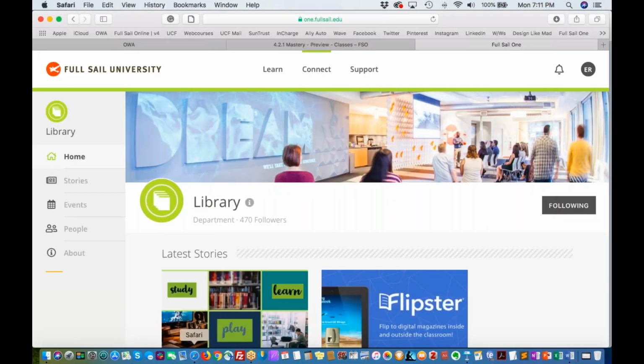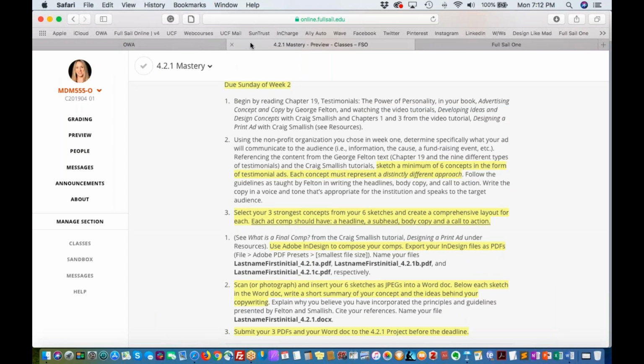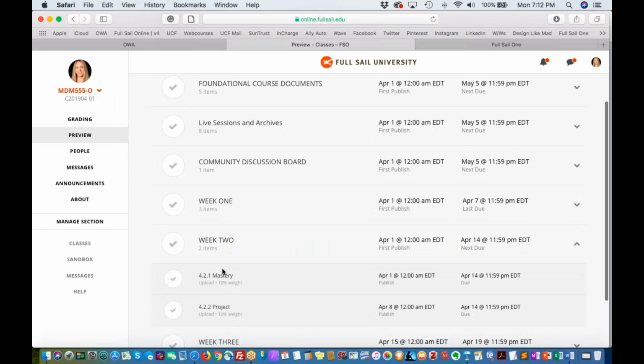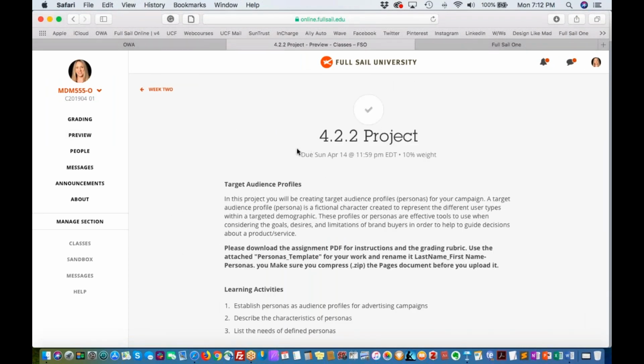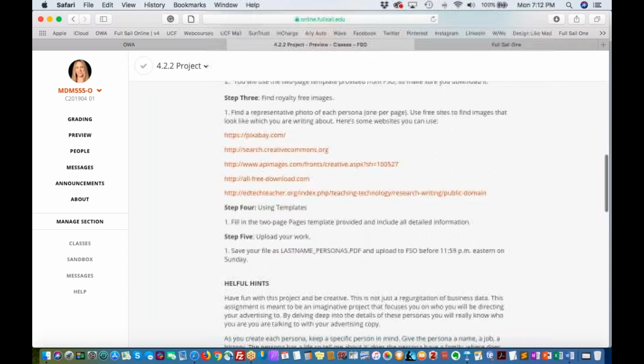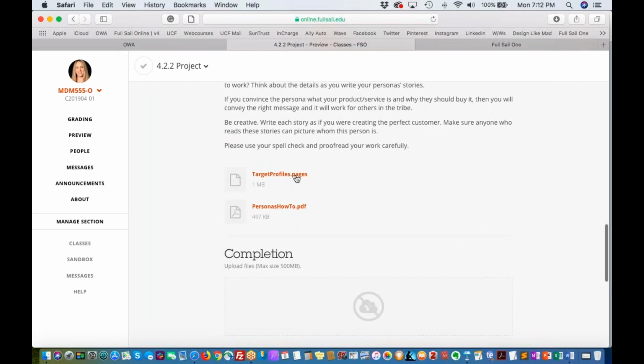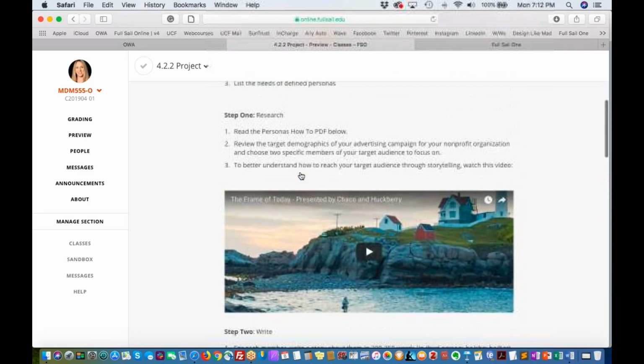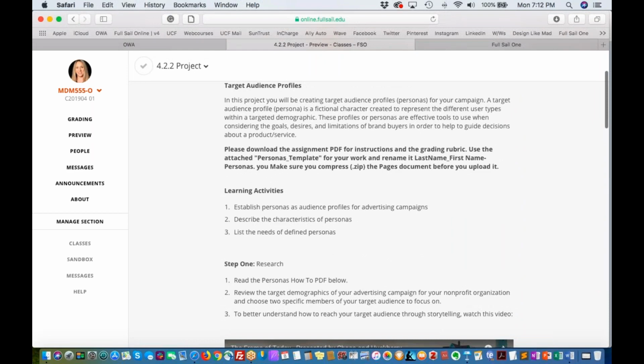So let's go ahead and look at the assignment. Oh, wrong one. That's the mastery project. Let me go back to, let's go look at personas. So the project for this week that's due Sunday is the first thing you're going to work on, your target audience profiles. You're going to use the template down here at the bottom, the Pages document. Pages is the free program that comes with your Mac. So if you want to, recreate it some other way, that's fine. But for Pages, just download the app from the App Store and fill out the document the way it is laid out. And what you're going to do is do some research.